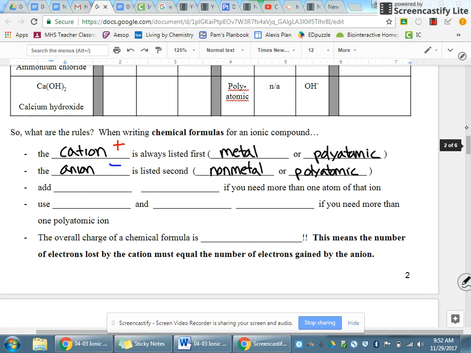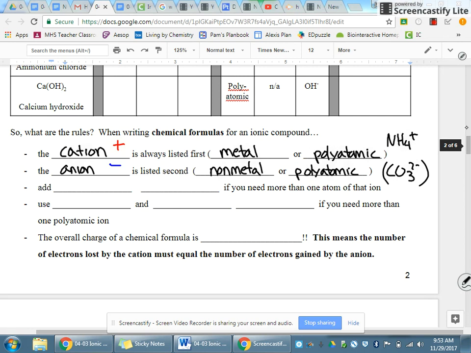So just so you know, there are positive and negative polyatomic ions. For instance, a positively charged polyatomic would be NH4+, whereas a negatively charged polyatomic would be, thinking off the top of my head, CO3 2-. Okay.